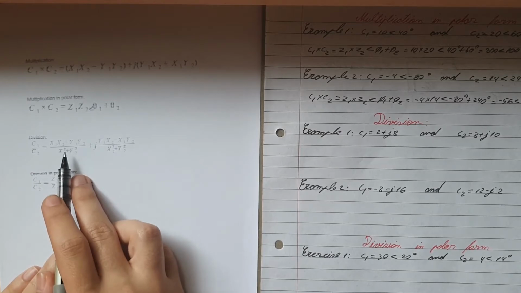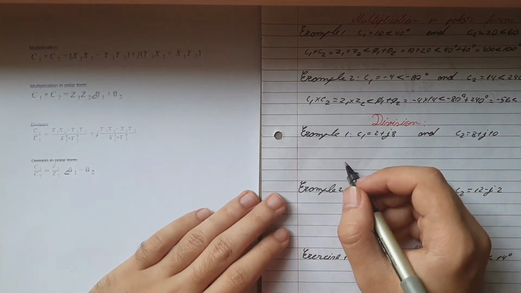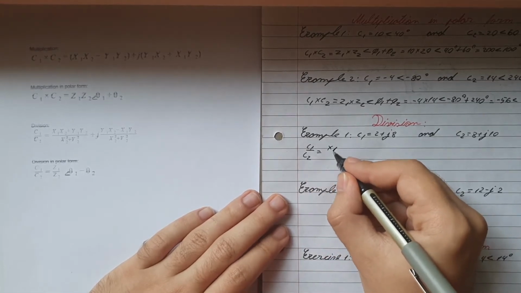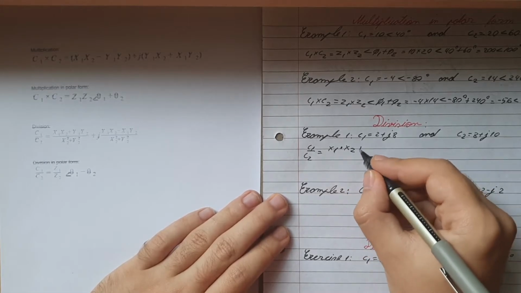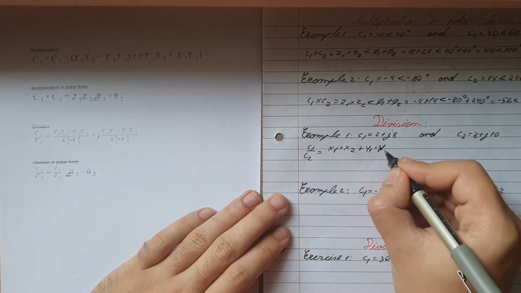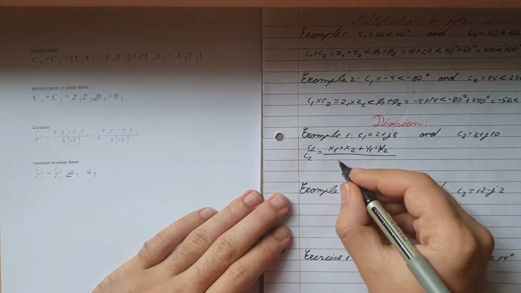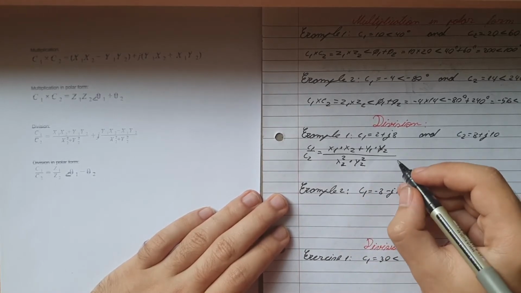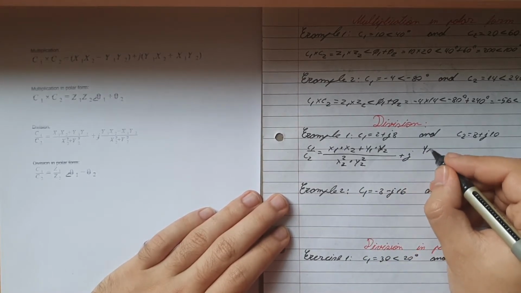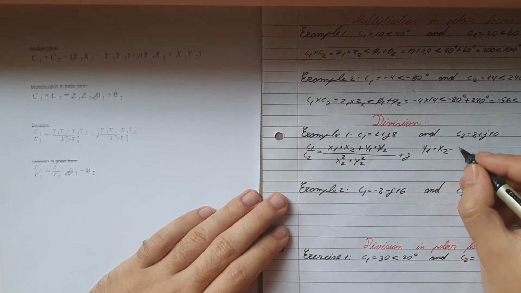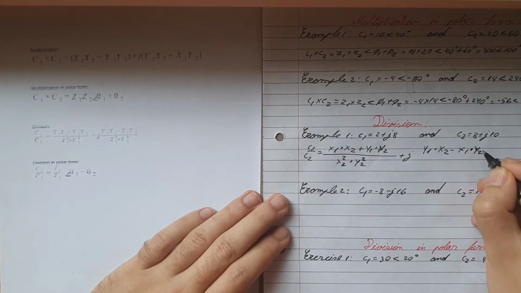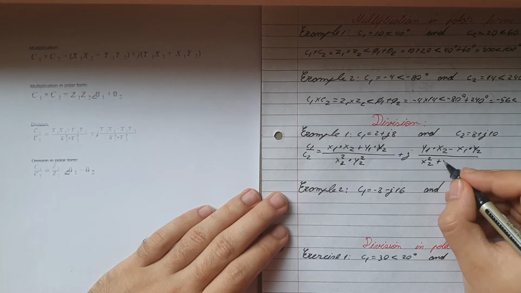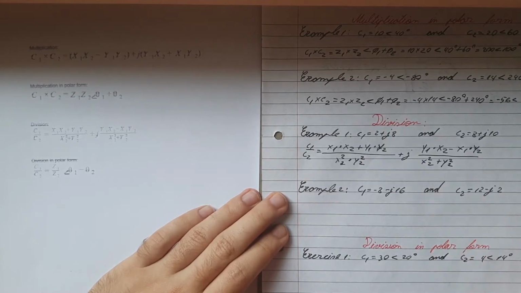We start with the rectangular form, which is the hard one, because in rectangular form it will be something similar to C1 over C2. It's equal with x1 times x2 plus y1 times y2 over x2 squared plus y2 squared, plus j, y1 times x2 minus x1 times y2 over x2 squared plus y2 squared. And there we have it.